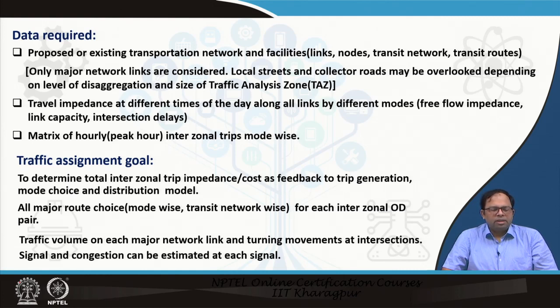So we are only concerned with the major network links, and we can overlook the smaller local streets and collector roads. And it also depends on the disaggregation level and the size of the traffic analysis zone. So all these things play a role in the detail of the network that we are going to consider for trip assignment. Then we also have to understand the travel impedance at different times of the day along all the links that we consider, and this impedance has to be also considered as per the different modes.